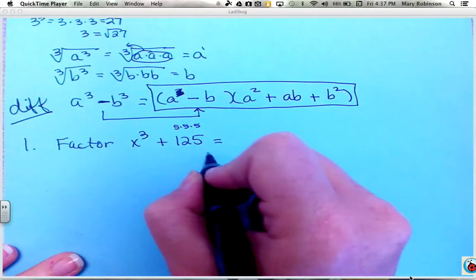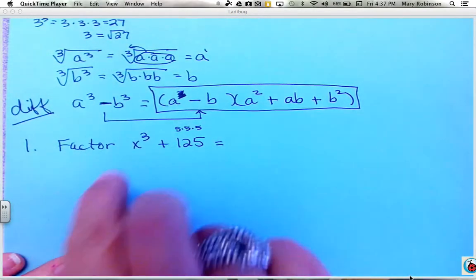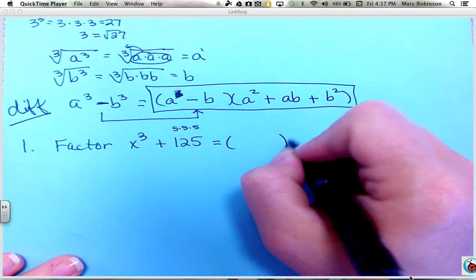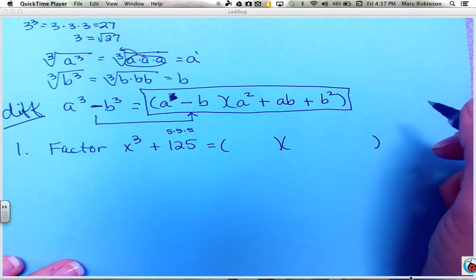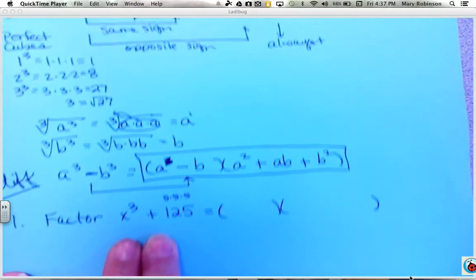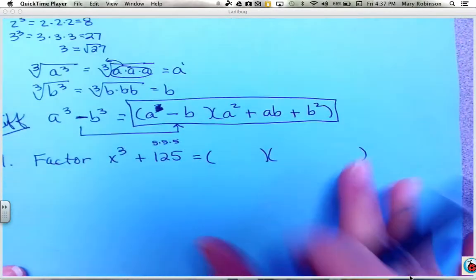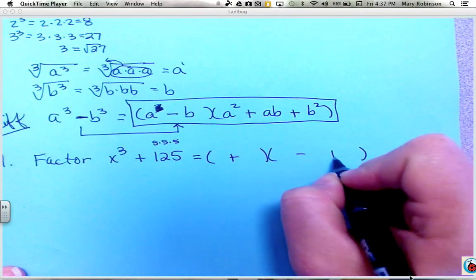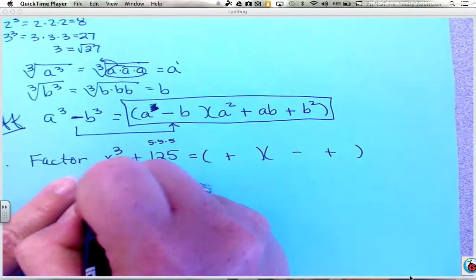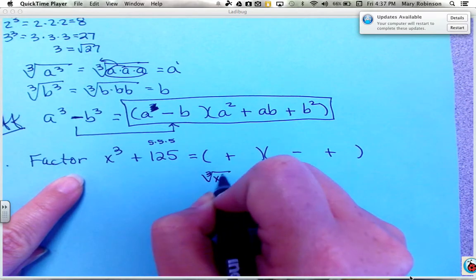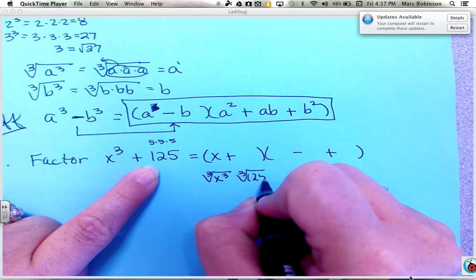So since we have verified that this is now a sum of cubes because of the plus sign and because these are perfect cubes, we can now establish that our factors should contain a binomial and a trinomial. The next thing we do is fill in our signs. Remember from your sign pattern that it's plus, minus, plus for a sum. So plus, minus, plus. The cube root of x cubed is x. The cube root of 125 is 5.